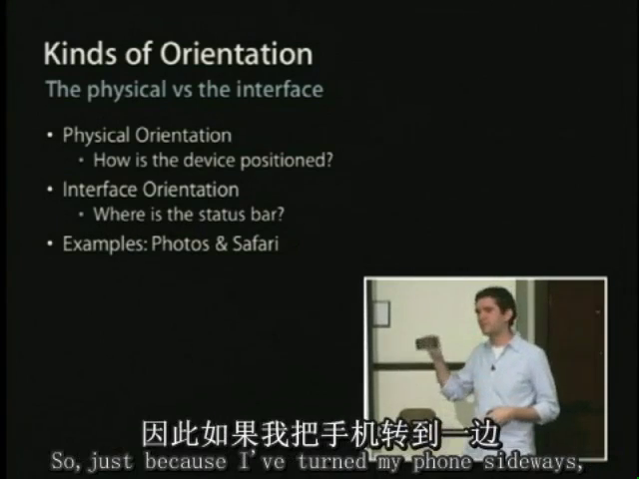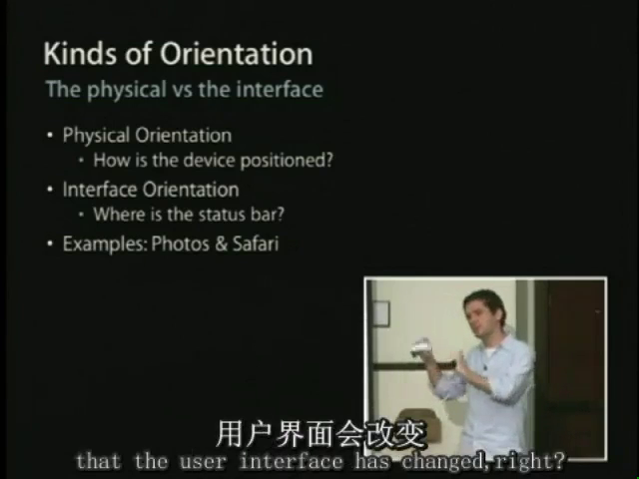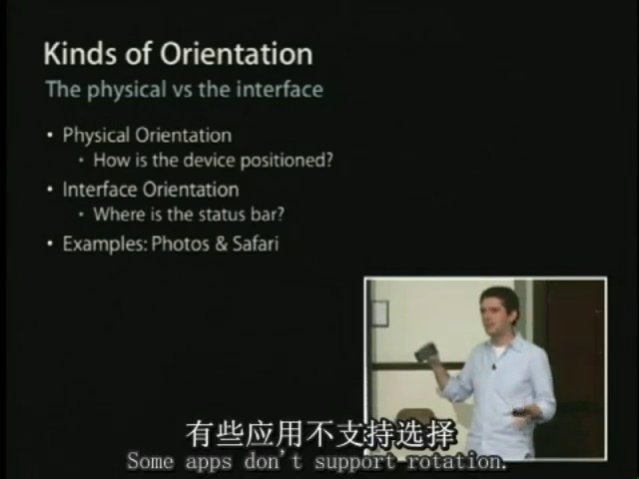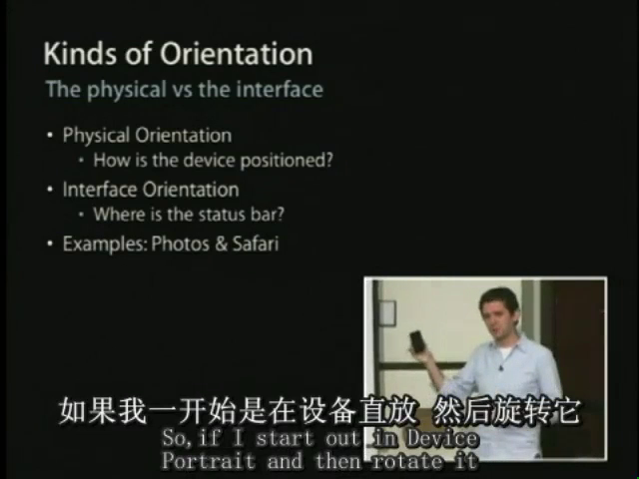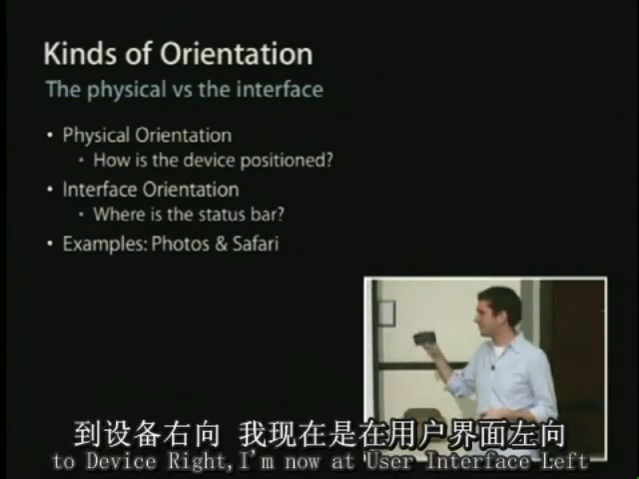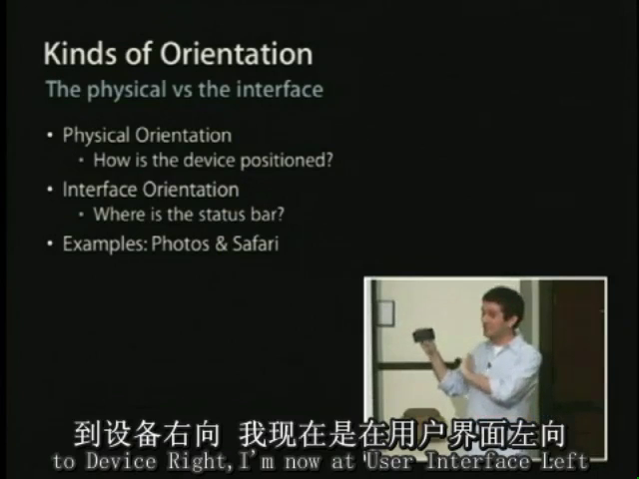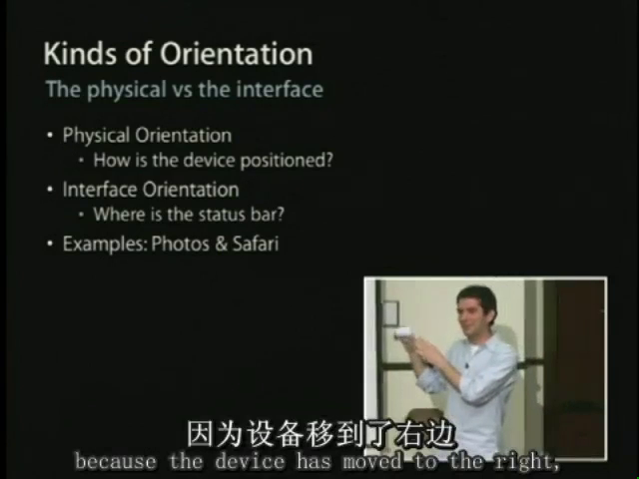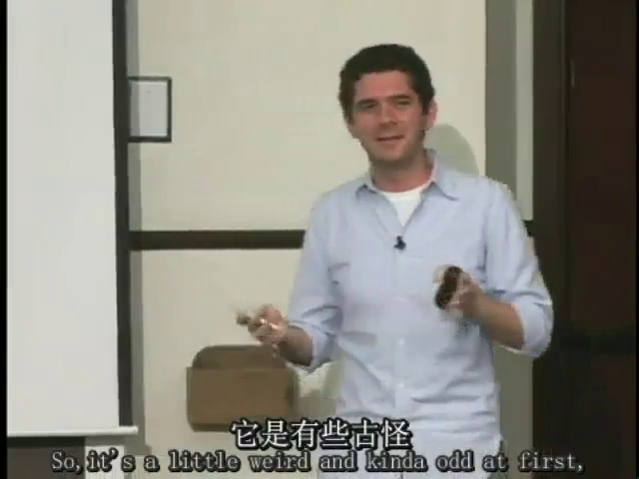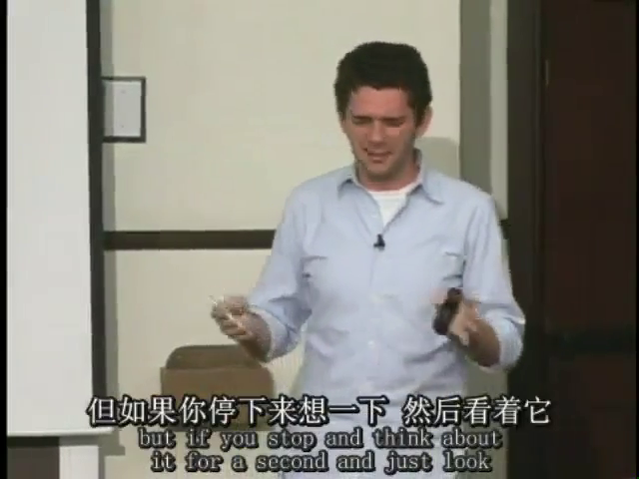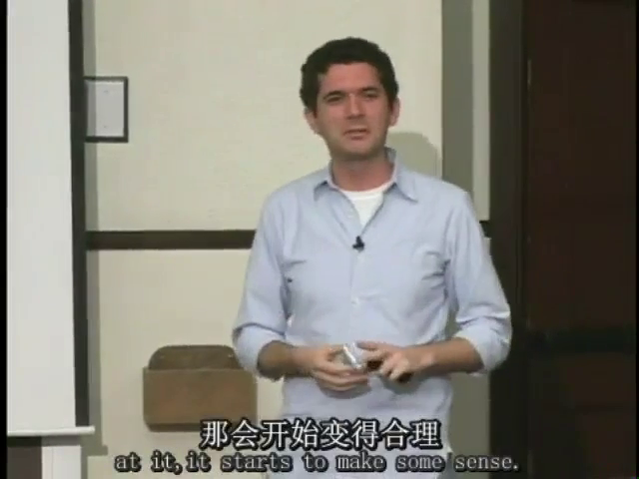So just because I've turned my phone sideways doesn't necessarily mean that the user interface has changed, right? Some apps don't support rotation. So if I start out in device portrait and then rotate to device right, I'm now at user interface left, because the device has moved to the right, but the interface has moved to the left to accommodate. It's a little weird and kind of odd at first, but if you stop and think about it for a second and just look at it, it starts to make some sense.